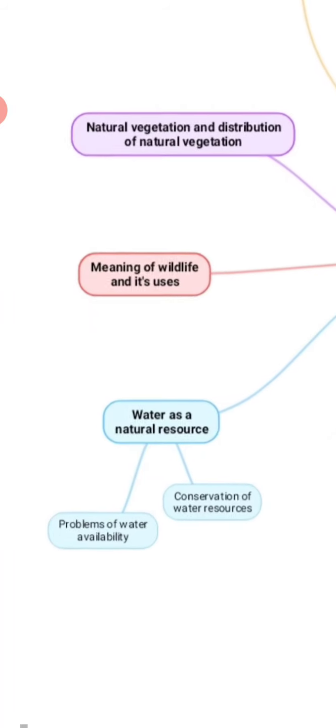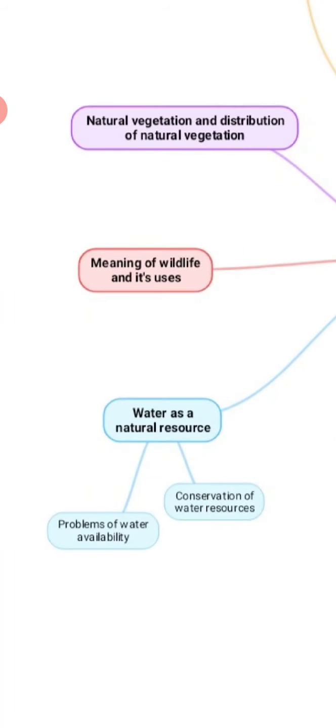Now in this lecture, we will discuss water. As we know, water is a natural resource and 71% of Earth's surface is covered with water. That's why Earth is known as a blue planet or water planet. We will discuss uses of water, problems of water availability, and how to conserve the water resources.